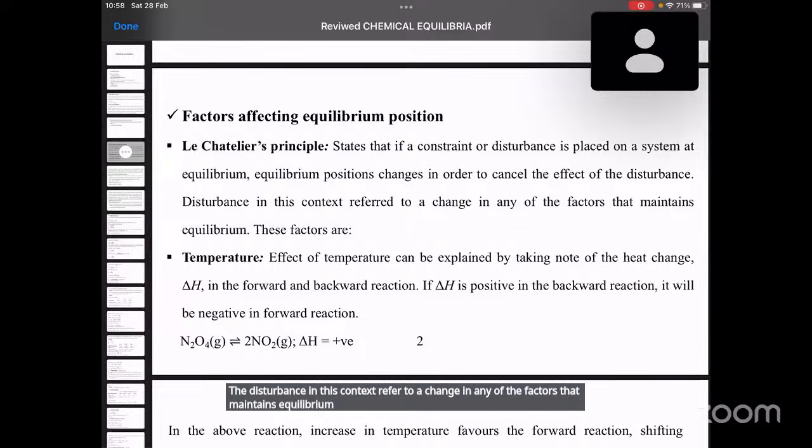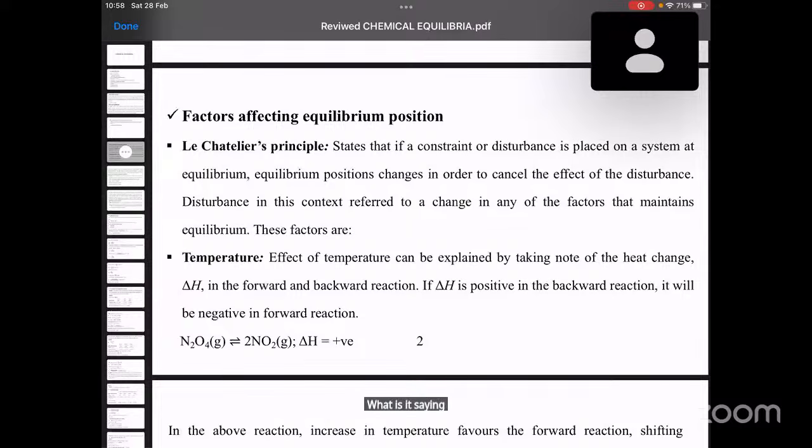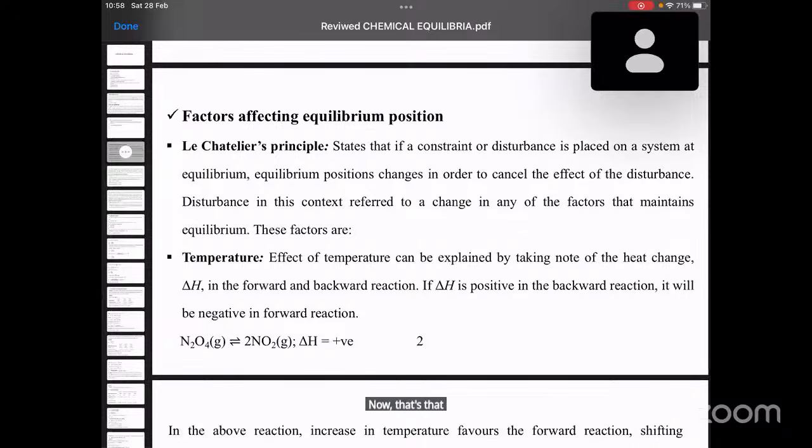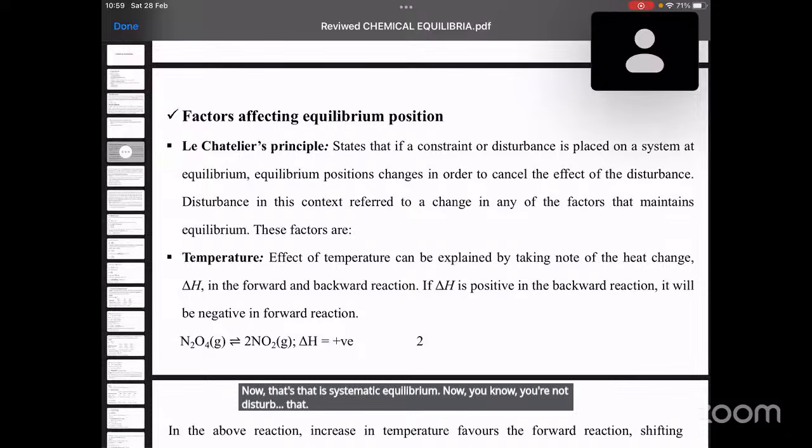Now, what is it saying? You already have a reaction at equilibrium. The rate of forward reaction equals the rate of backward reaction. The concentration of reactant is constant, the concentration of color is constant. That's a system at equilibrium. Now you disturb that reaction. Anything that can disturb it is a factor that can actually change the position.